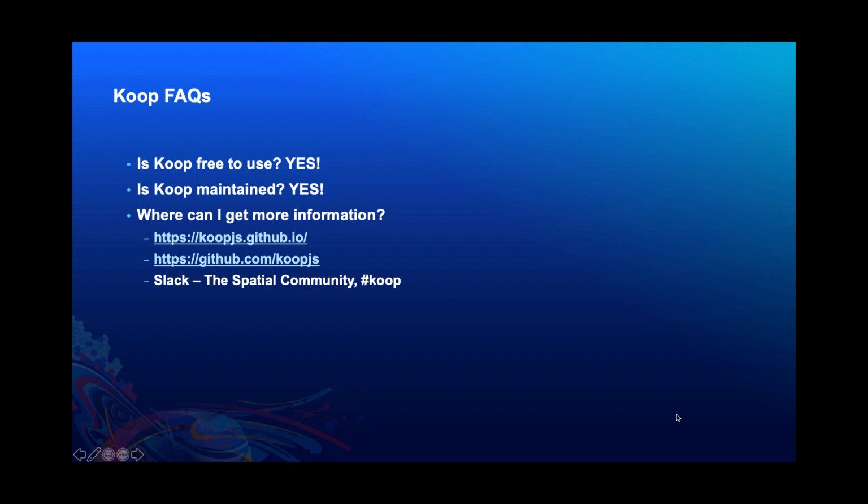Where can you get more information? We have a few different places. There is a Koop documentation website at koopjs.github.io. You'll find a lot of docs there about usage and about development. You can also go to our GitHub org, which is github.com/koopjs. You can also join the spatial community Slack and find the Koop channel. We monitor that as well.